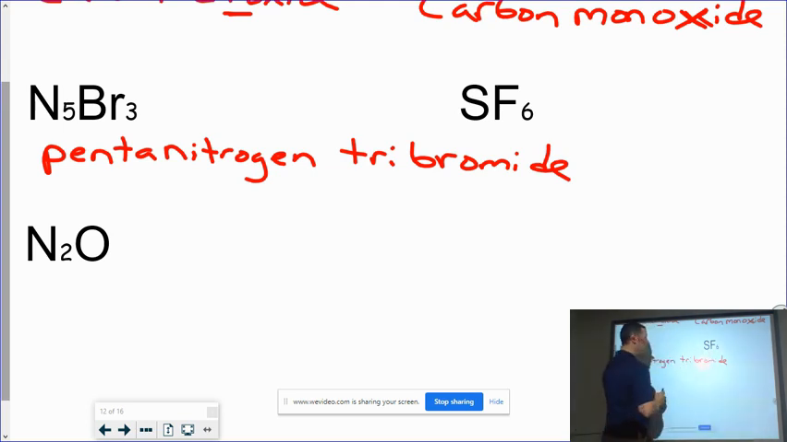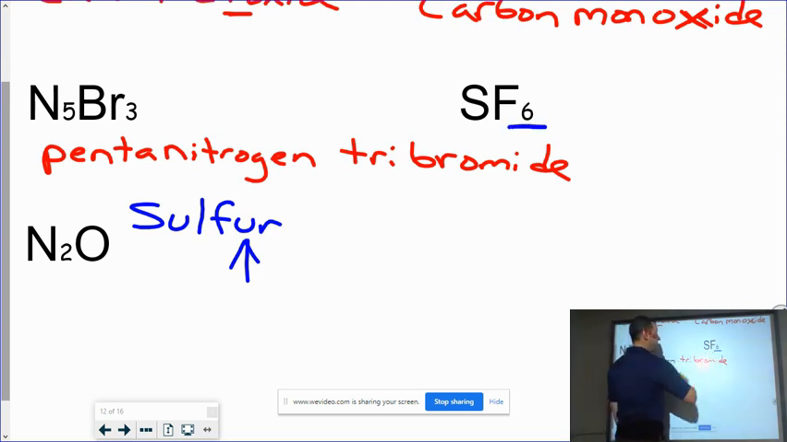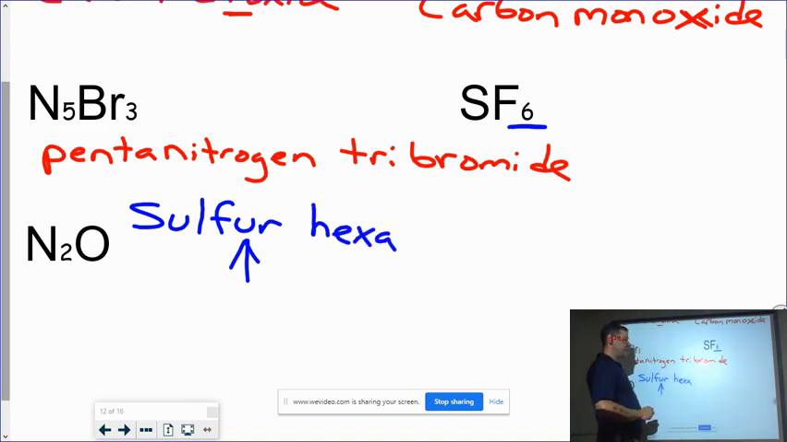Let's do this one up here. We have 1 sulfur, so we just write sulfur. Common mistake, a lot of people will go with an ER on that one. It's a U. And now we have 6 of these fluorines or fluorides. So hexa means 6 in Greek. And this is another very misspelled word.